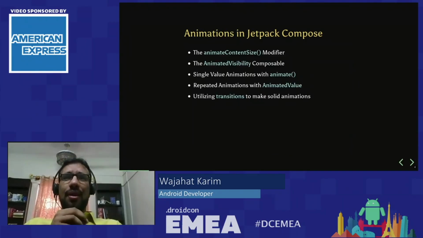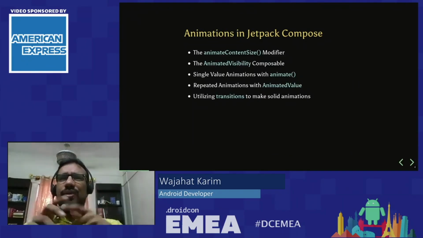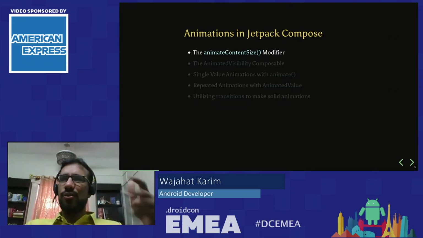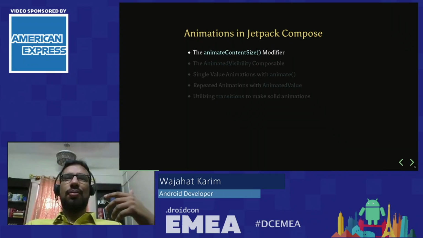So we are going to focus on five things: animateContentSize, AnimatedVisibility, animate*AsState, animated value, and transition. I'm going to go through each one by one, and I will show how these actually work, what kind of animations they can provide, what the differences between each of them are, and when to use which. So let's start with animateContentSize.